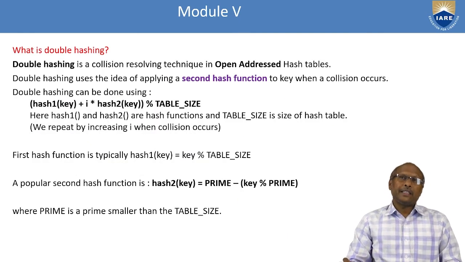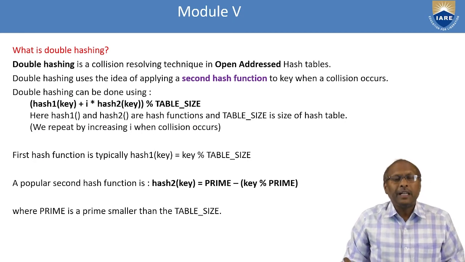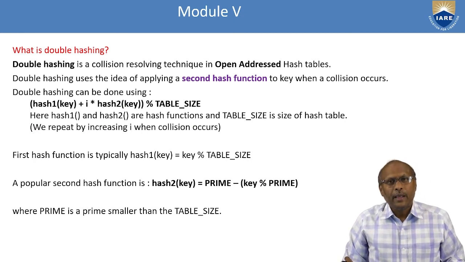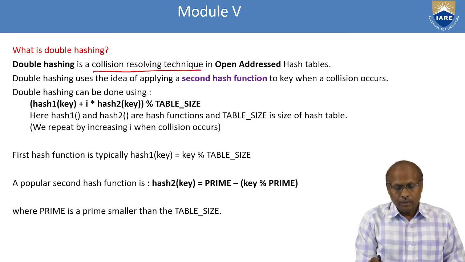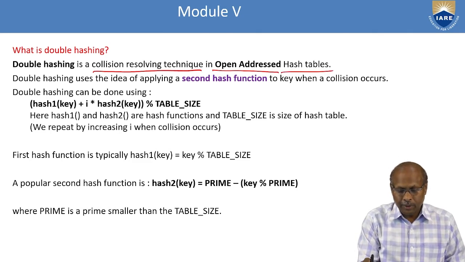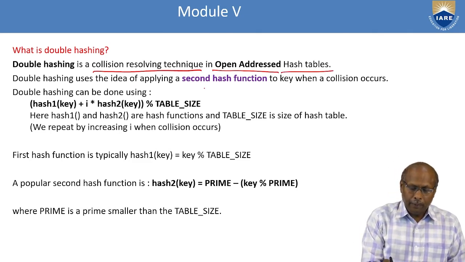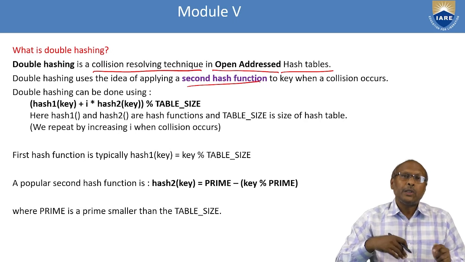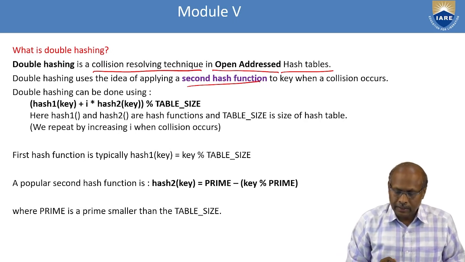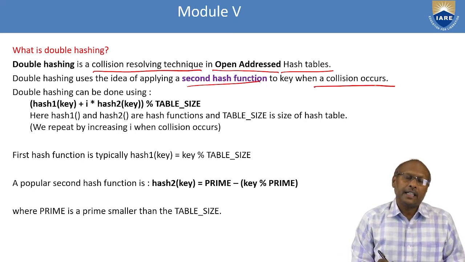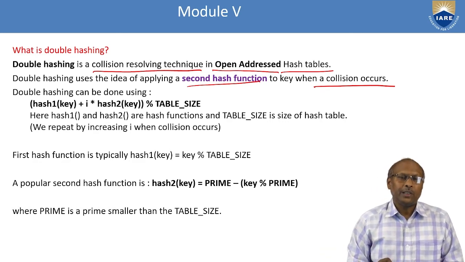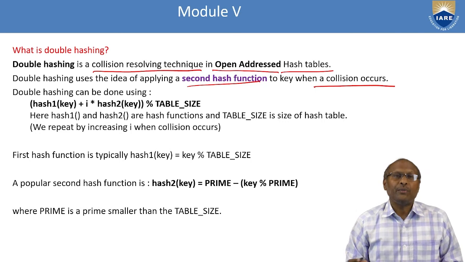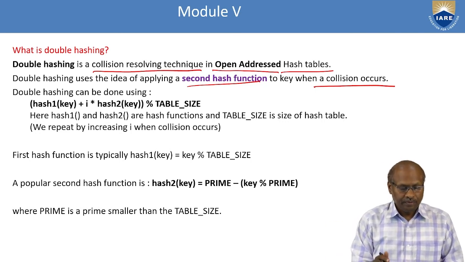Next, they may ask, what is double hashing? Double hashing is also one of the collision resolving techniques in an open addressing hash table. Double hashing uses the idea of applying a second hash function. That means you have to apply a hash function two times whenever a collision occurs. So whenever a collision occurs, you apply one more hash function so that you get one more empty slot where you can store the data.